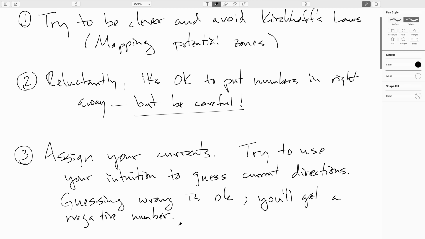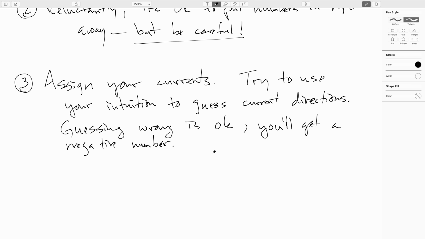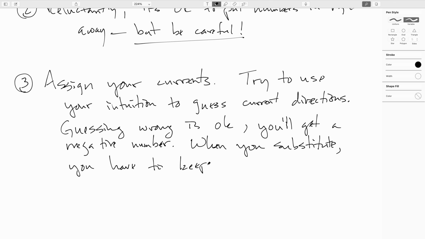Now, the important thing here is that the penalty for guessing wrong is that when you substitute, you have to carry that minus sign along. So all it means, if you guess wrong, you get a negative number. That just means that the actual physical current flows in the opposite direction of what you assigned, but the system of equations that you built up will be built around that incorrect guess. So when you put in for everything else, you have to carry the minus sign in order to make sure that all of the other currents work out.